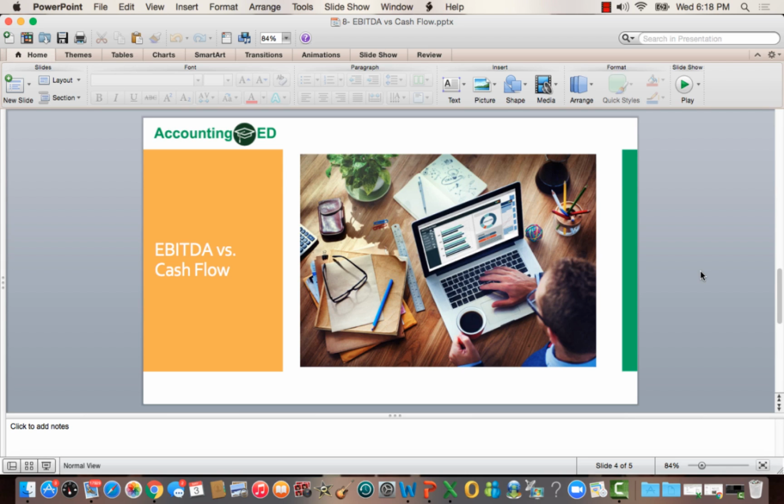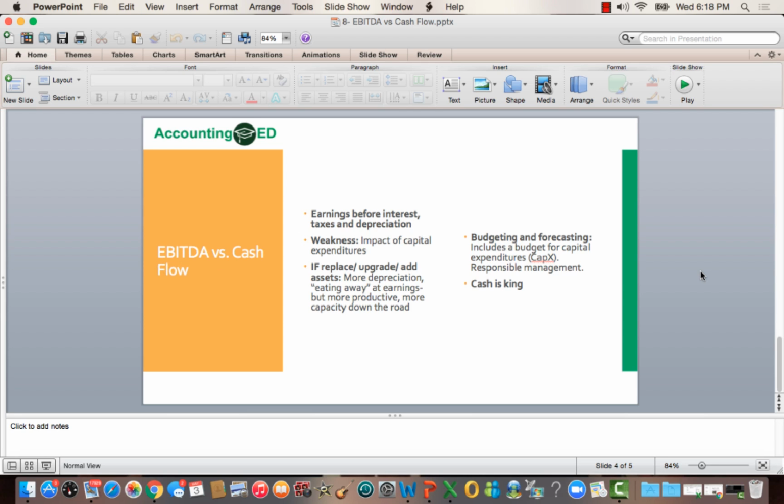So let's switch and talk about two measurements, EBITDA versus cash flow. EBITDA refers to earnings before interest, taxes, and depreciation expenses. Now, there is a weakness or a distortion that EBITDA causes, which is the impact of capital expenditures. Because if you're replacing, upgrading, and adding assets, fixed assets, you're going to incur more depreciation expense, and you're going to sort of eat up, if you will, earnings because you'll be spending more earnings on depreciation expense.